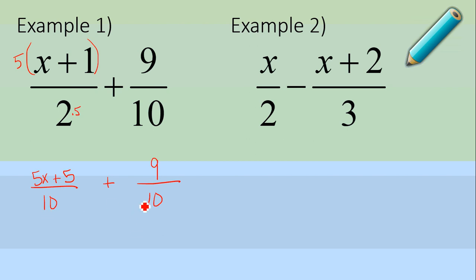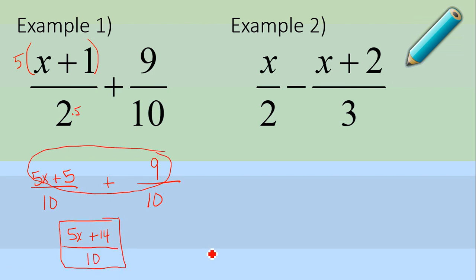So now that I have common denominators, again, I can add my numerators. Add across the top here. 5x's plus regular numbers, constants, 14, right? Because 5 plus 9 makes 14, all over 10. That is my simplified answer. Okay, let's take a look at example 2.